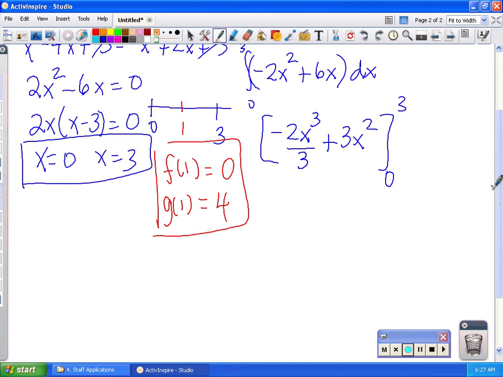When I substitute, 3 cubed is 27. 27 divided by 3 is 9, times negative 2 is negative 18. 3 squared is 9, times 3 is 27. So that's the upper bound evaluated. Substituting in 0, I get 0. Negative 18 and 27 is 9. So the area between the two curves is 9.